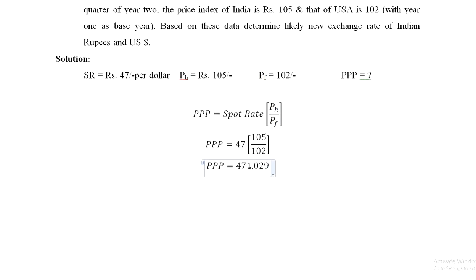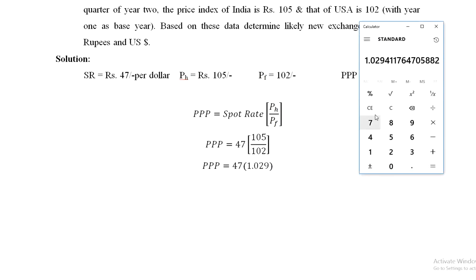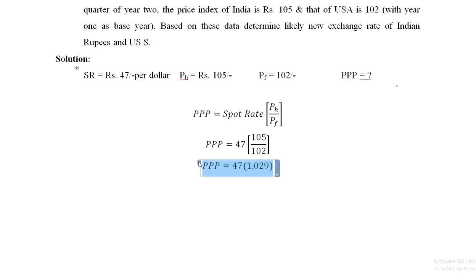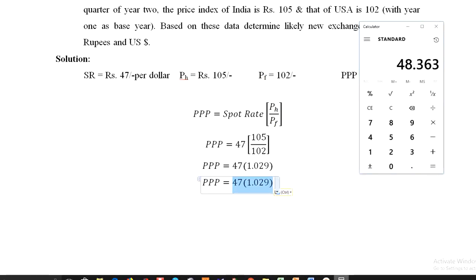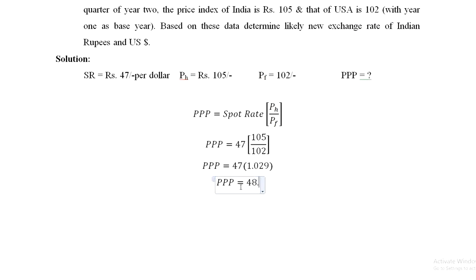So this should be multiplied, right? Now 47 spot rate into 1.029 equals 48.363. The solution is, after multiplying, 48.363. So this is the answer. So this is very simple, right?